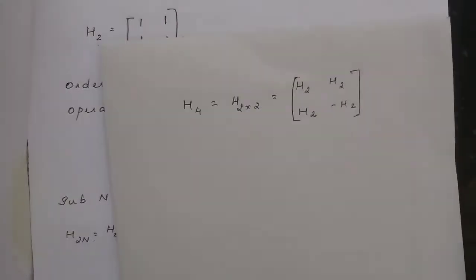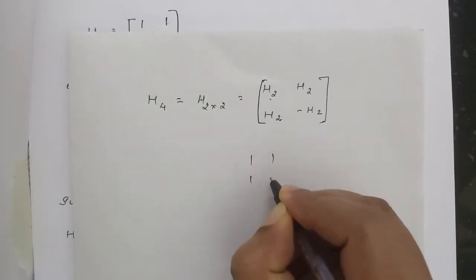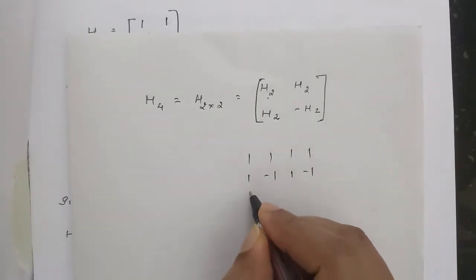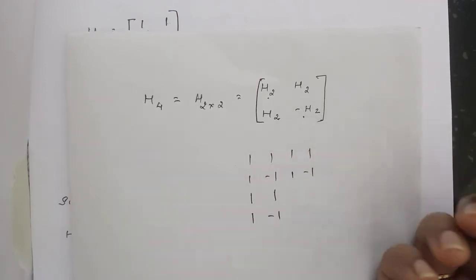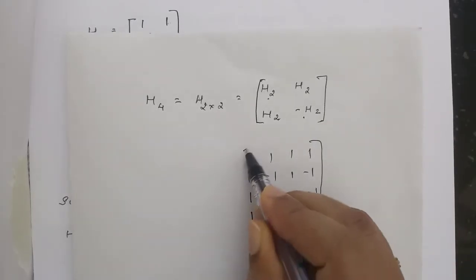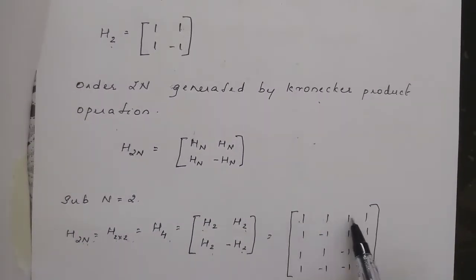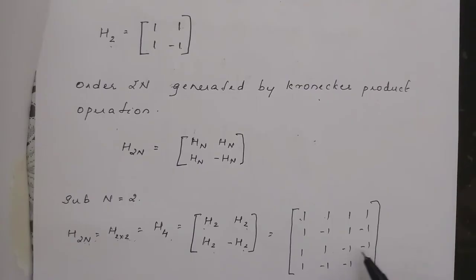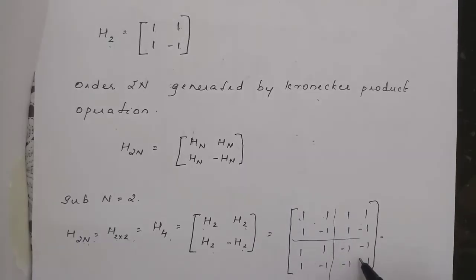Now we are going to look at how we write this. What is H2? We know H2 is [1 1; 1 -1]. Here this H2 is substituted by [1 1; 1 -1], and in the last quadrant we write minus H2, so [-1 -1; -1 1]. So this is the matrix for H4. The H4 matrix is represented by rows 1 1 1 1, 1 -1 1 -1, 1 1 -1 -1, and 1 -1 -1 1. So it can be easily represented like this, H2 and minus H2.